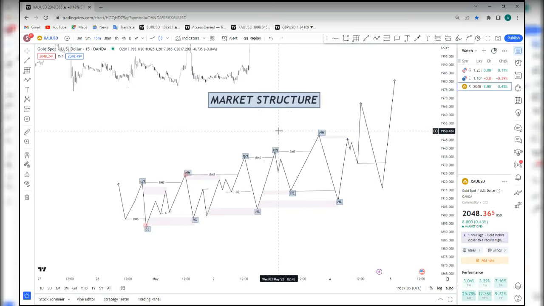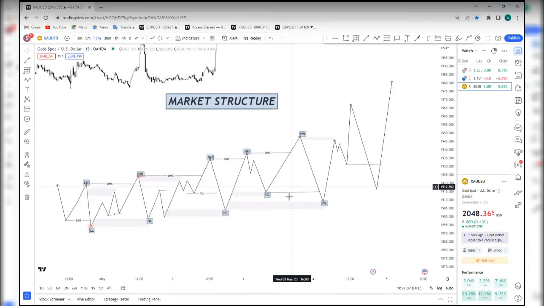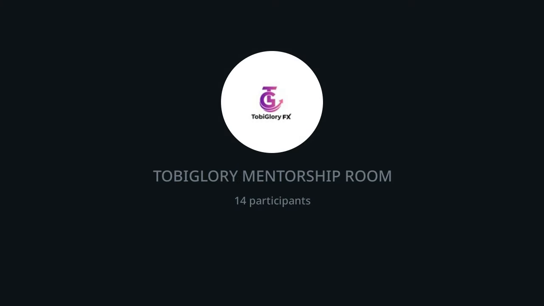This is not a break of structure. This is internal range liquidity for this. Then price removes it. Very, very simple. I think it is getting clearer to us. Let me save this and send it to you.